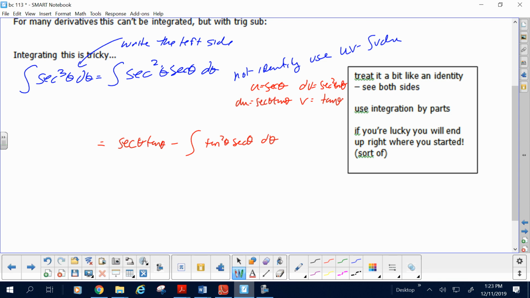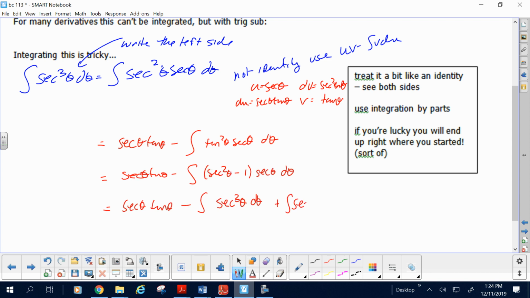All righty, now we're cooking. What about tangent squared secant? What can you do here? Identity. Now think identity. Secant squared minus 1 for tangent squared. You follow? Now that then becomes secant theta tangent theta minus the integral of secant cubed theta, and then minus secant integral or plus secant integral?